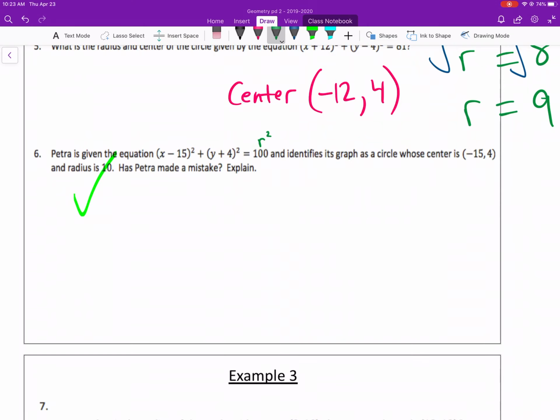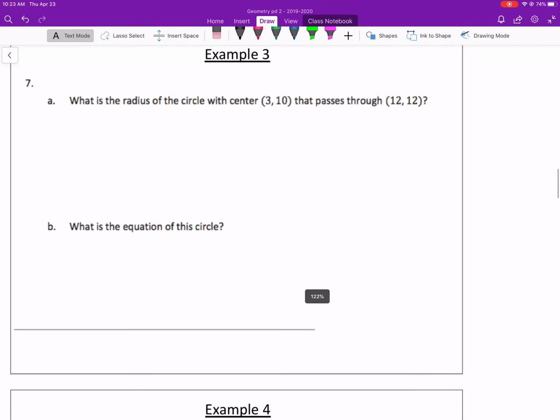What's not correct is the center that she said. She should have said that the center was equal to (15, negative 4). She didn't change the signs. That's what I just want to point out in that one.